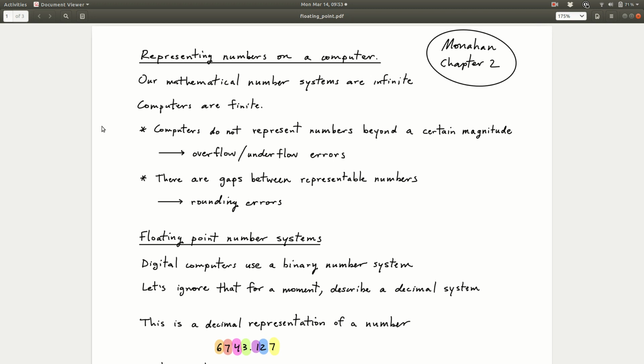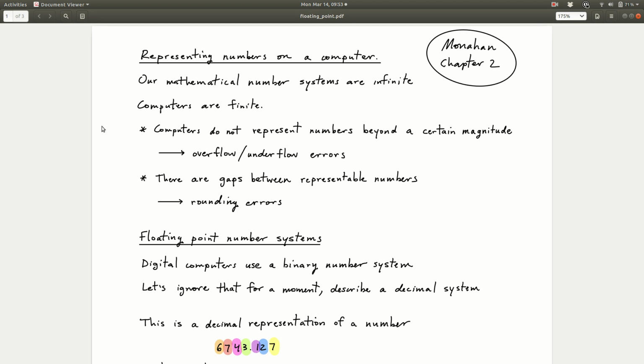So the major issue is that our mathematical number systems are infinite, and computers are finite. So the integers are an infinite set of numbers. The real numbers are an infinite set of numbers in two ways, in that there's never a largest number, and there's also sort of infinitesimal spacing between numbers. So computers have trouble with both of those things, namely that computers generally do not represent numbers beyond a certain magnitude. And this issue will lead to things called overflow and underflow errors.